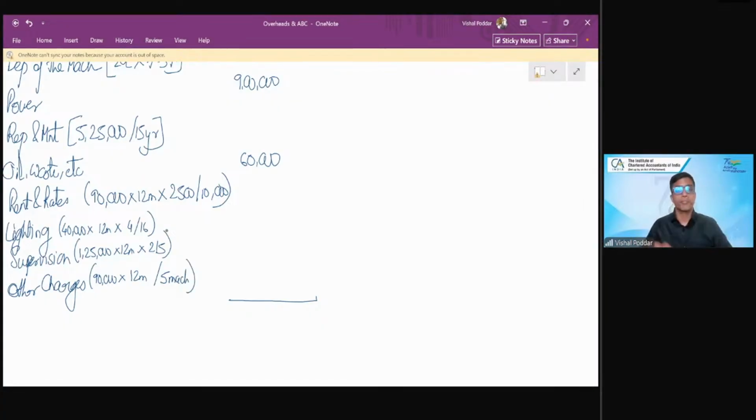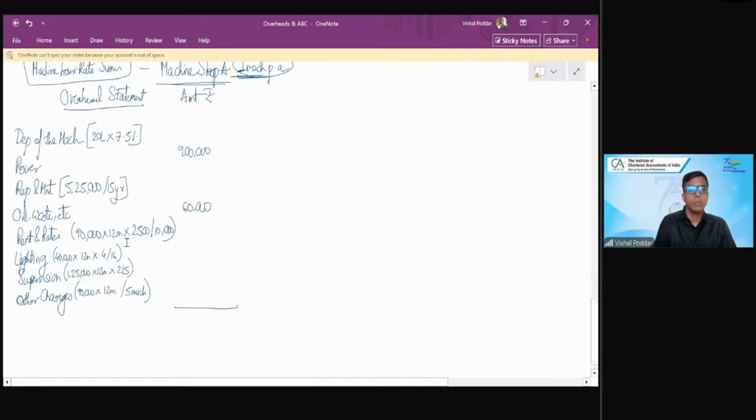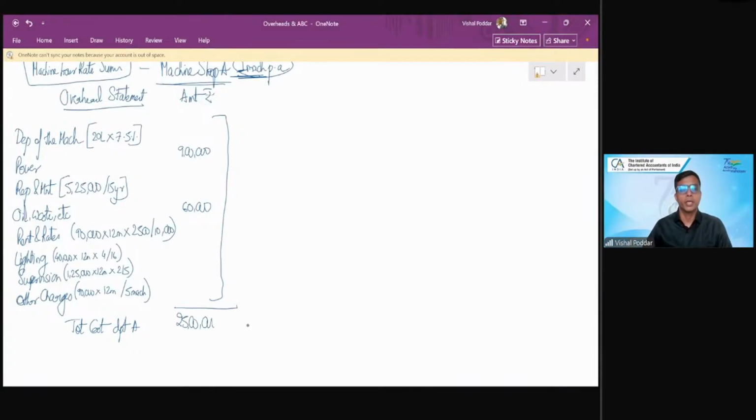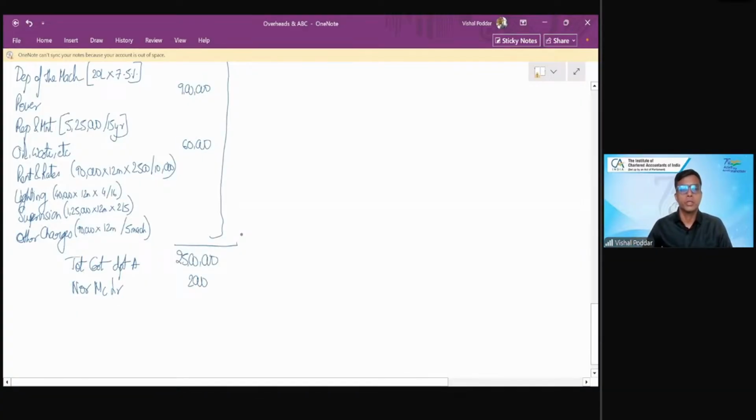So students, this is how you will do the apportionment of expenses, and then taking up the total of this, I will get my total cost of department A, or whatever name is given for this machine department. Let us say it is coming to rupees 25 lakhs. Again, I'm assuming this figure. Divided this by normal machine hours. So they have given that the normal machine hours of this is 2000 machine hours. So dividing this, I will get the machine hour rate. That is the MHR which is required.